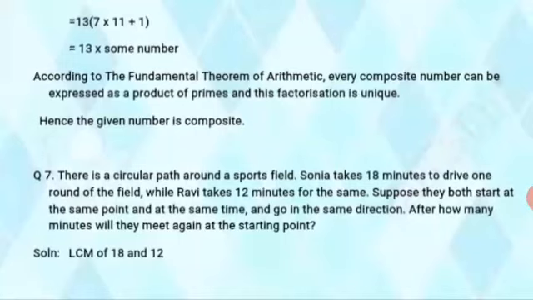Now here there are 2 people who are driving around a circular path. They are starting at the same point at the same time, moving in the same direction. The only thing that is different here is the time taken by each of them to take a round. Sonia is taking more time, whereas Ravi is finishing faster.